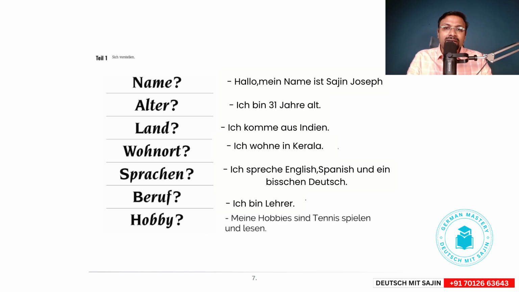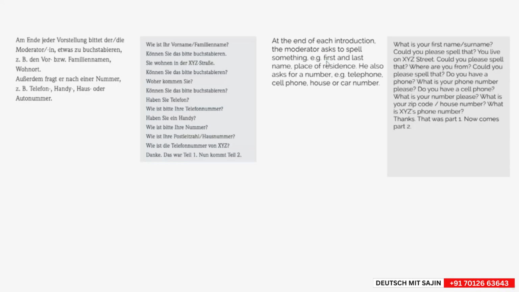Okay, so you can start right now if you like. So here you will see the following. It is written in the Goethe exam PDF for the exam preparation. So here is the translation. At the end of each introduction, the moderator asks to spell something, for example, first and last name, place of residence, and so on. He also asks for a number, for example, telephone, cell phone, house or car number.